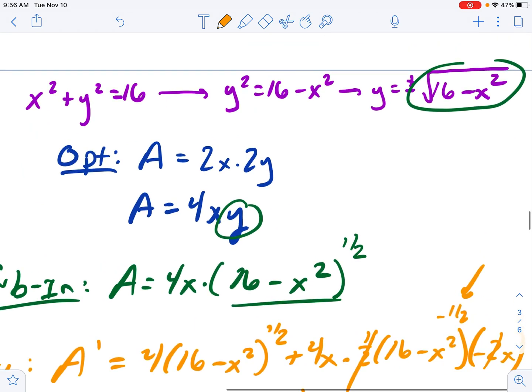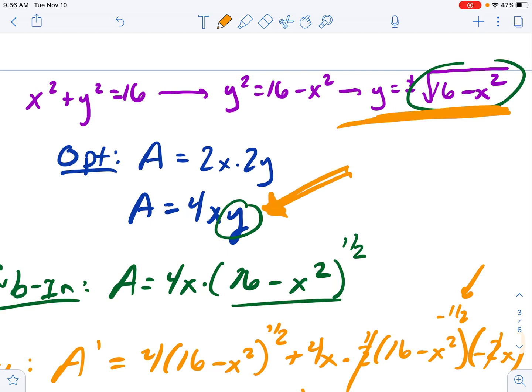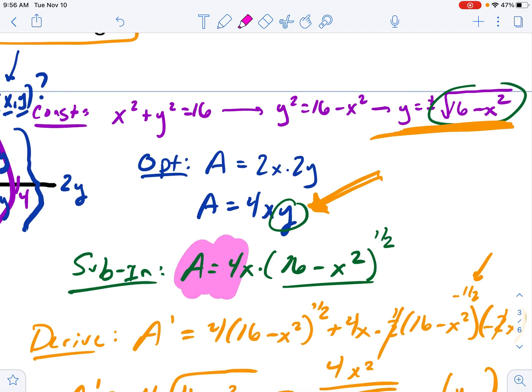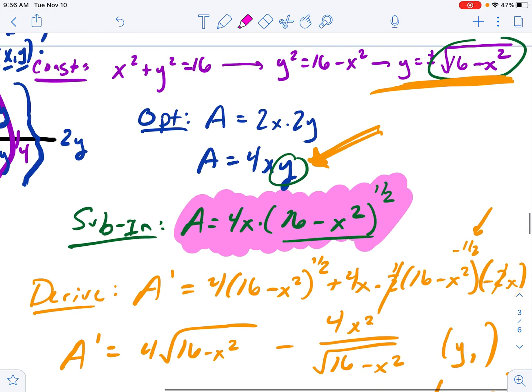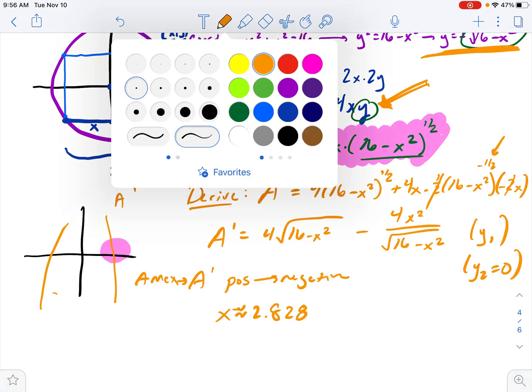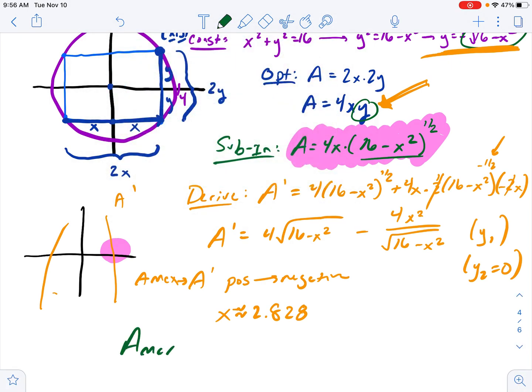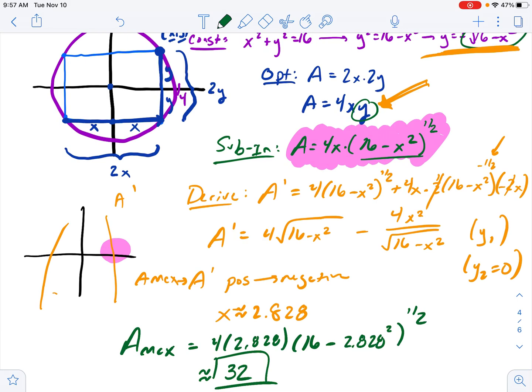So think about it. I can come back up to my original area formula. Now that I have x, I can get y. I can sub it into this. Or again, keep in mind we do have an area formula just in terms of x. So if I just use that with the x value I found, we should have our max. So a max is going to be 4 times this x value times 16 minus that x value squared to the 1/2 power. Okay? And if you punch that in, you're actually going to end up with 32 on the nose. Okay? 32 square units on the nose is what it'll round to 3 places.